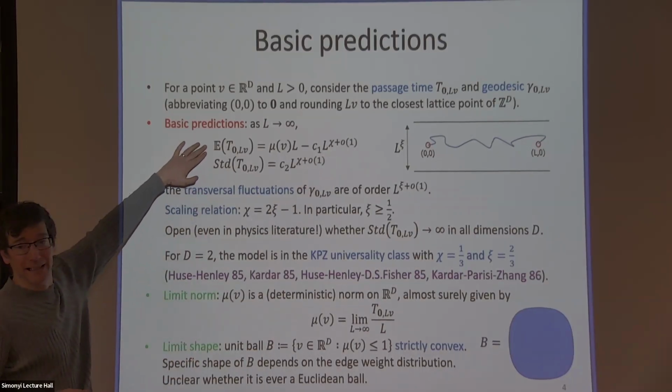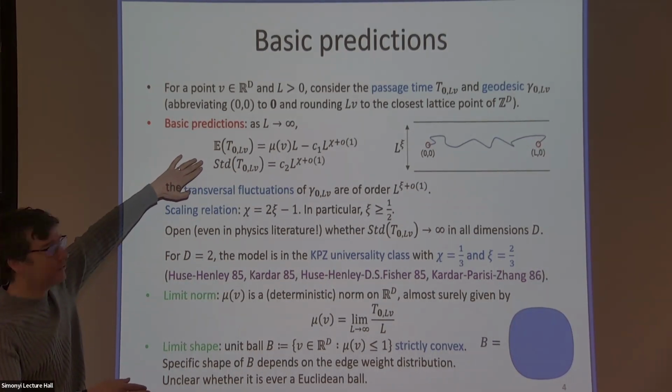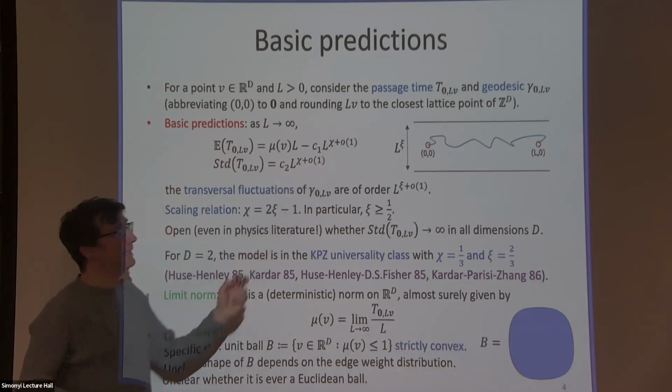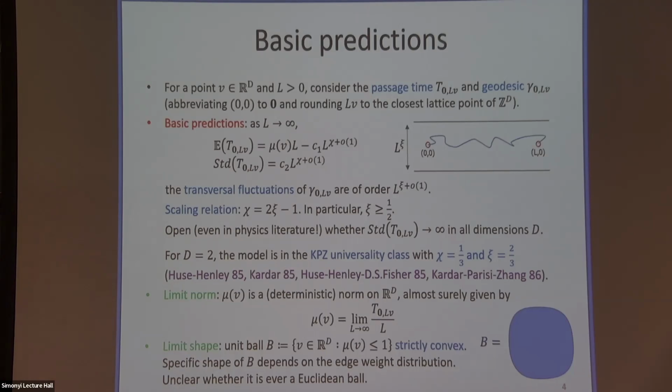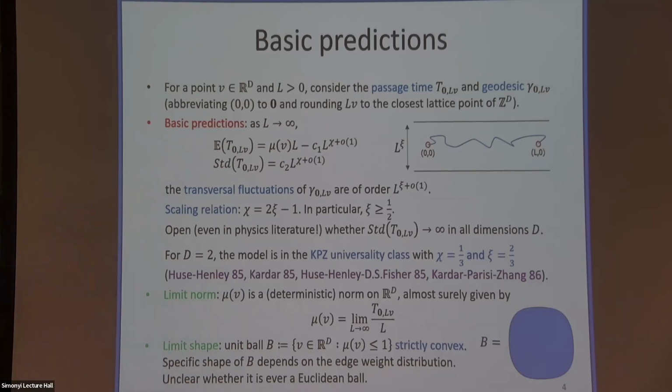Similarly, this was the expectation. Similarly, you can ask what are the fluctuations, the random fluctuations of the passage time, and they too should have the same scaling, L to the chi, like the first order correction to the expectation. Okay, and this is on the level of the passage time, which will be very important to us actually.